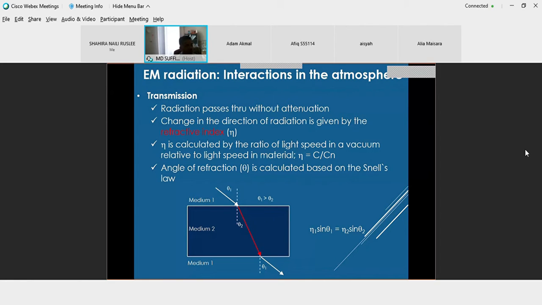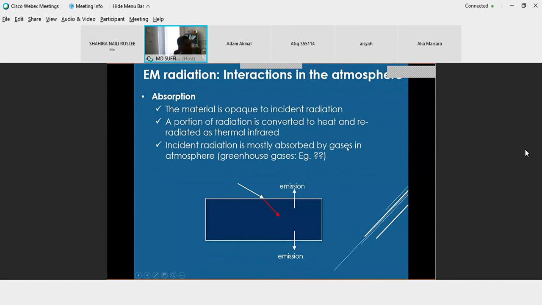So for seawater, refractive index depends on the salinity. And then absorption, the material is opaque to the incident radiation, legap, so the object will absorb the radiation and convert it to heat. So we know that, based on the black body concept, the object will emit radiation in long wave radiation ataupun in longer wavelength.